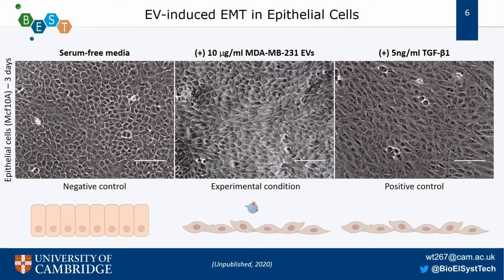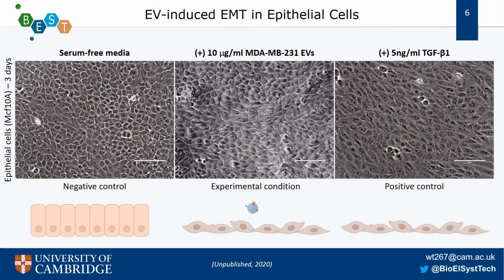Taking a look at our cells through a microscope, we can see that in our control condition on the far left, the cells maintain their polygonal shape and they remain tightly packed. As a positive control on the far right, we use transforming growth factor beta to induce EMT. And here we can see that the cells show a more fibroblast-like morphology in that they are elongated and large.